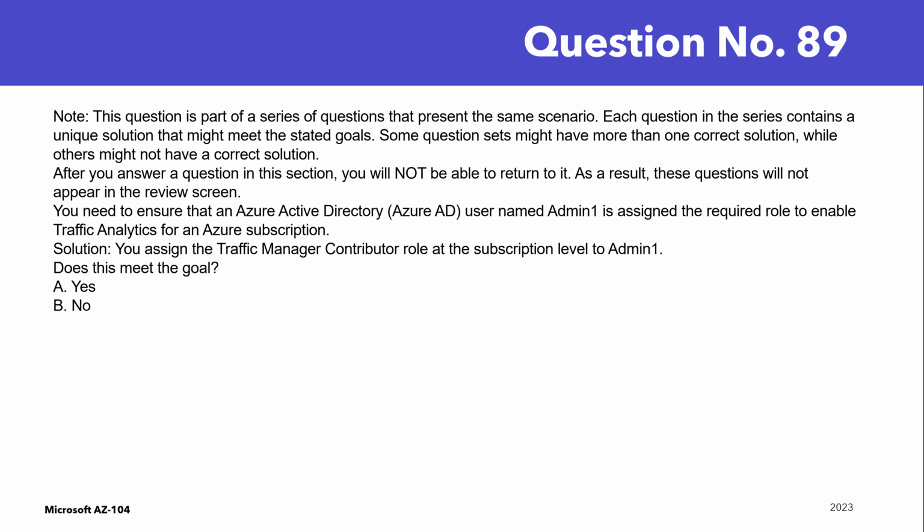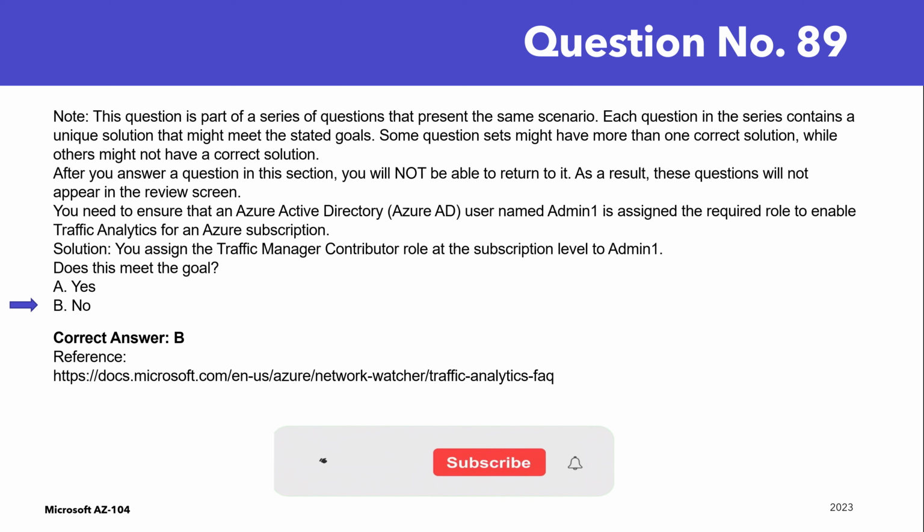You need to ensure that in Azure Active Directory, Azure AD, user named admin1 is assigned the required role to enable traffic analytics for an Azure subscription. Solution: you assign the Traffic Manager Contributor role at the subscription level to admin1. Does this meet the goal? A. Yes. B. No. Correct answer: B.